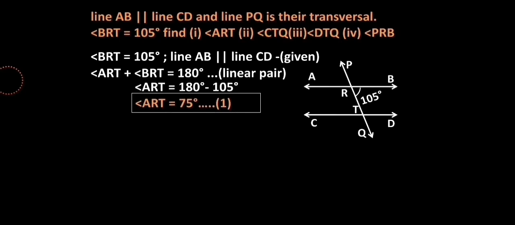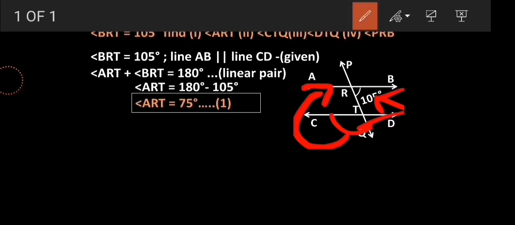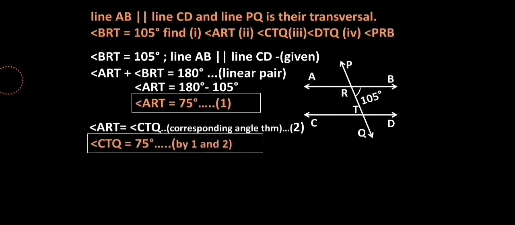The second angle I need to find is angle CTQ. If you observe this angle CTQ, we cannot form any relation between CTQ and BRT, but we can form a relation with ART. ART and CTQ are nothing but corresponding angles, right? And as we know, lines are parallel, so corresponding angles will be equal, and that makes CTQ equal to 75 degrees also. So we got two angles, both are 75 degrees. First with the help of linear pair, second with the help of the corresponding angle theorem. Don't forget to write the reasons.